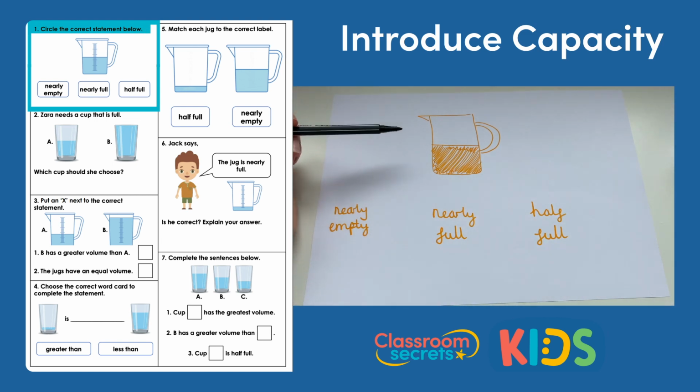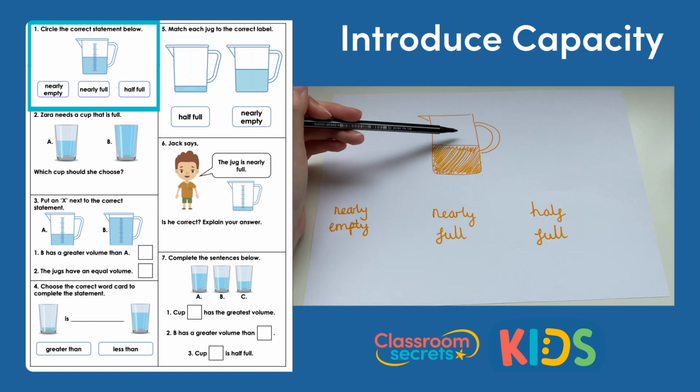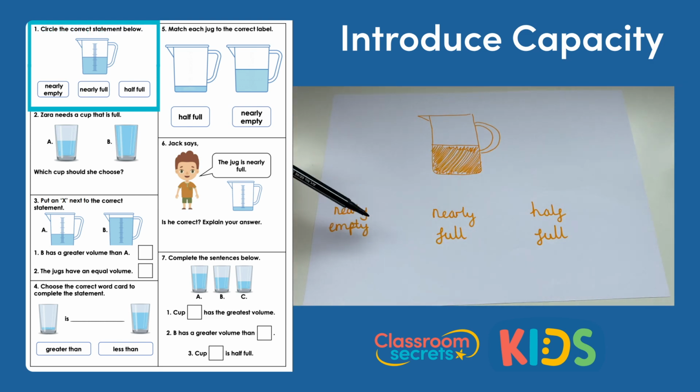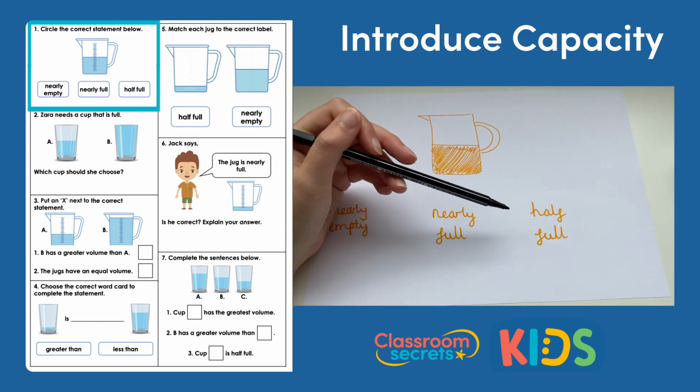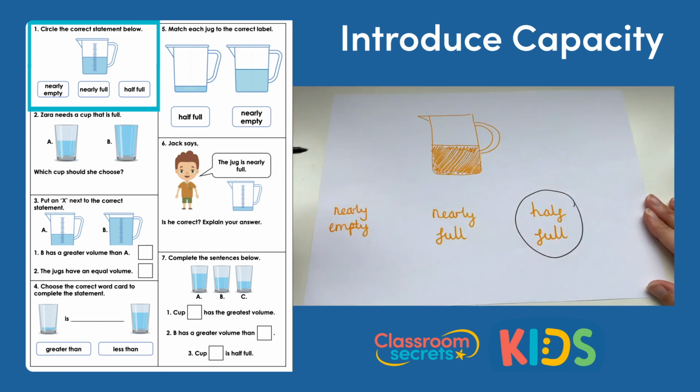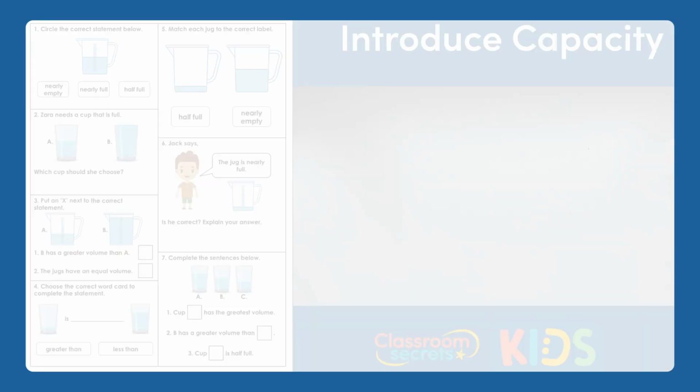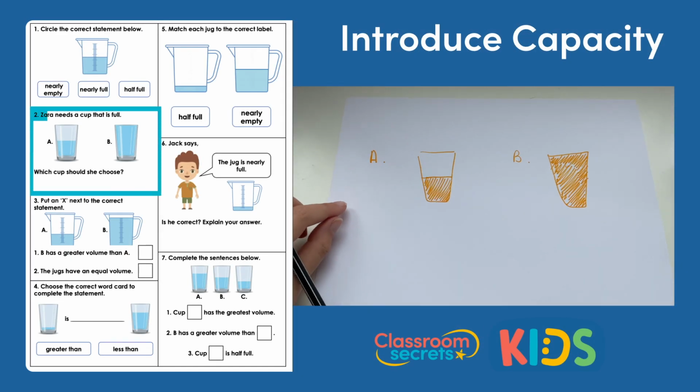So we have our container and it's a jug, and I can see that it's up to halfway on the jug. Half of it is full and half of it is empty. And the statements we've got along the bottom, nearly empty, nearly full, or half full. Well, I know that half full is the one that matches the container.